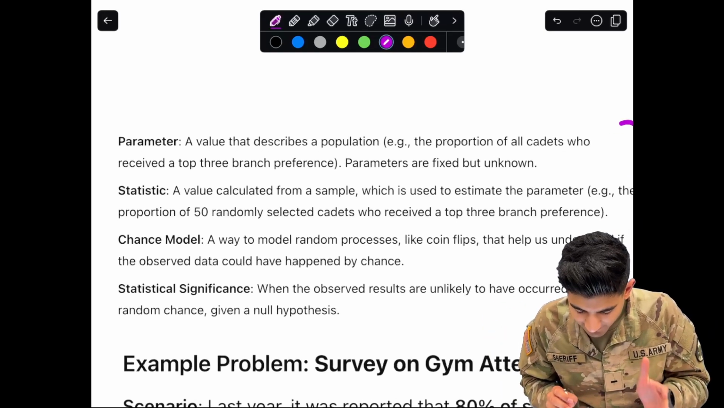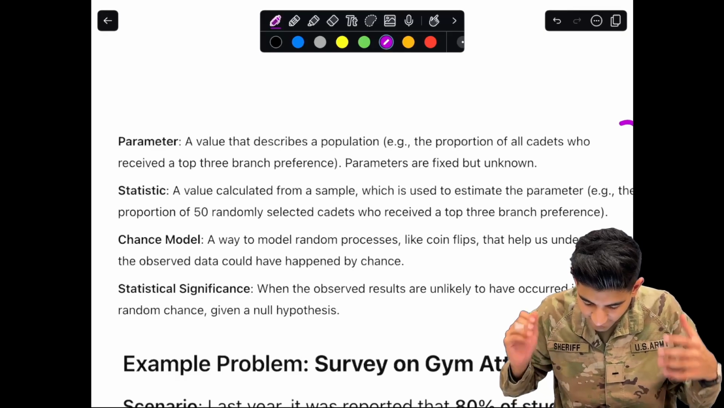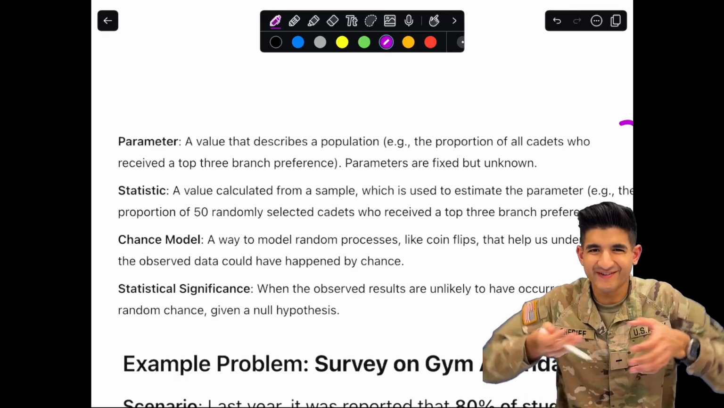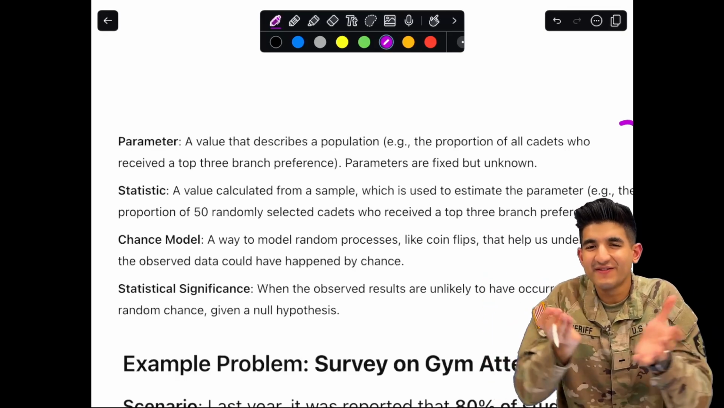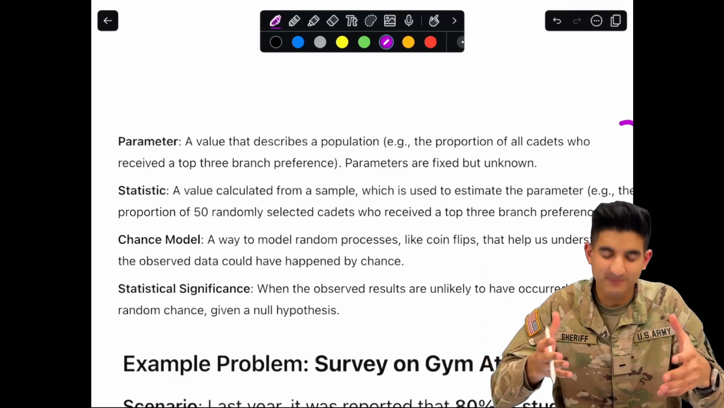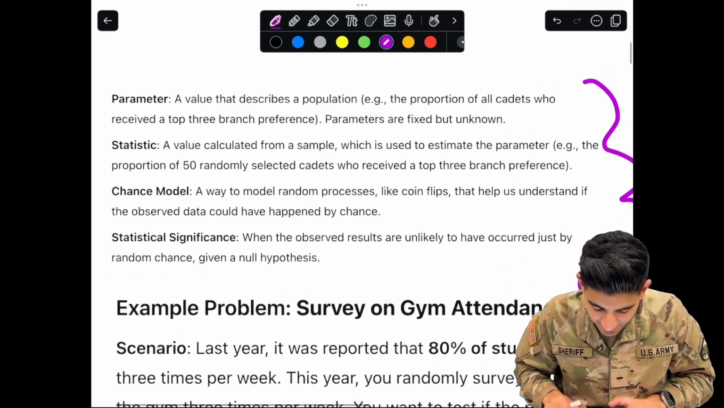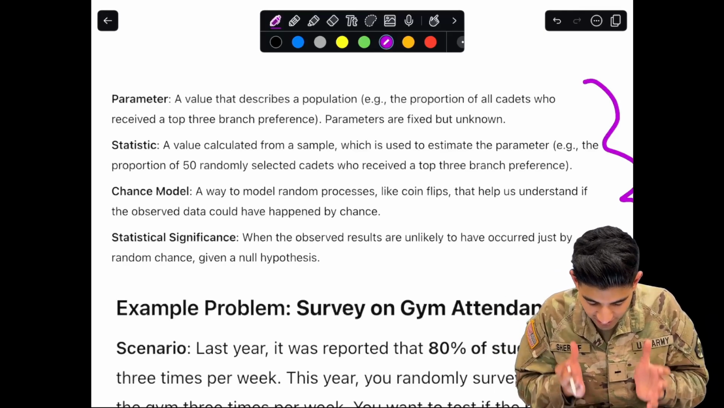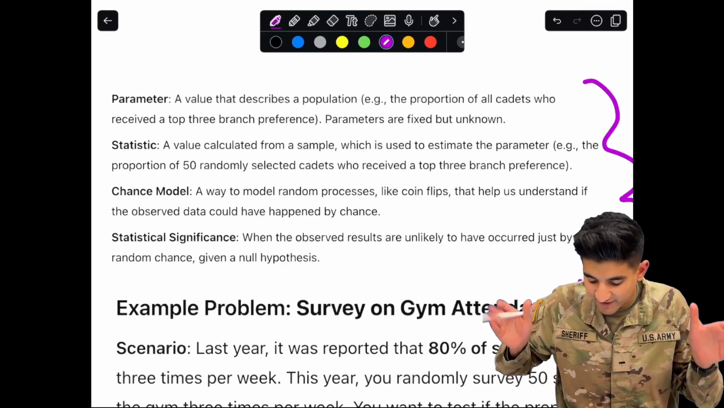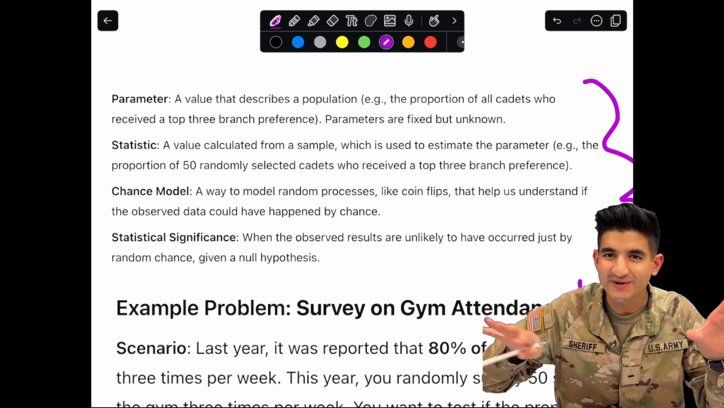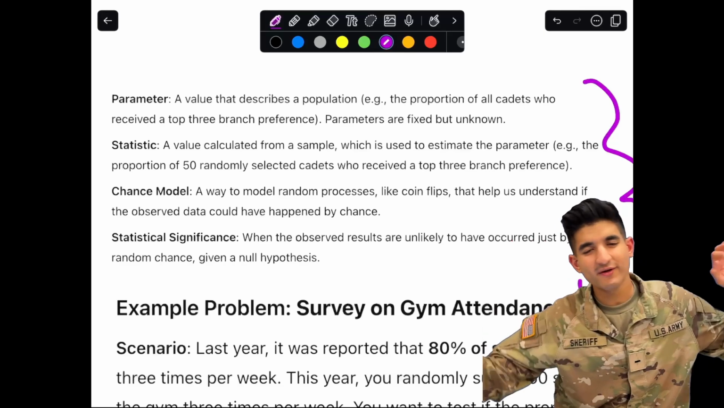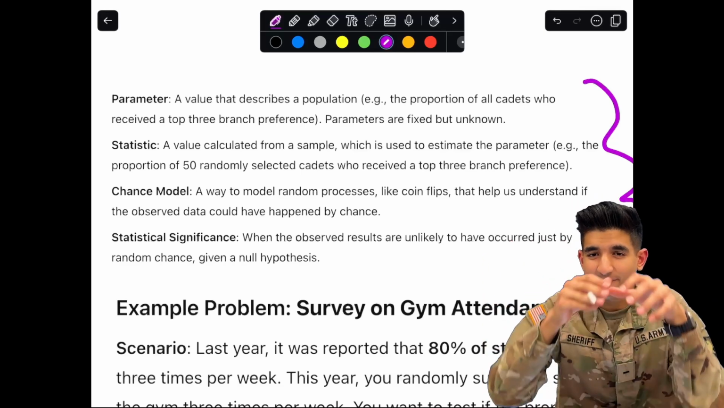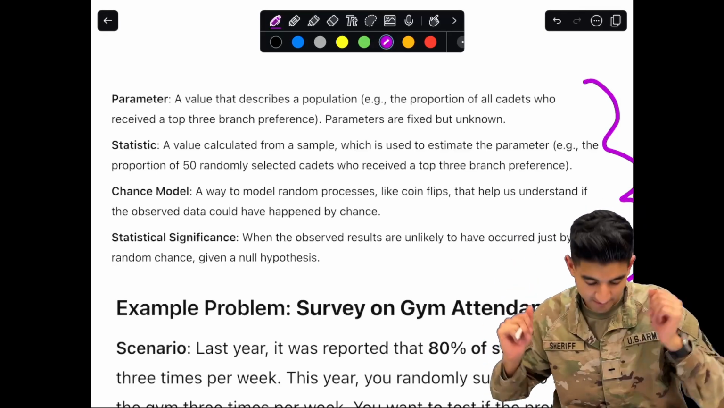A value that describes a population. Example, the proportion of cadets who received a top 3 branch preference. So that's the parameter. That's like the historical value. If you have a question, if it says historically or typically, that's probably your parameter. Now, a statistic is a value calculated from a sample which is used to estimate the parameter. Example, the proportion of 50 random selected cadets who received a top 3 branch preference. So in your question, when it asks you about a sample and gives you 20 out of 30, 30 out of 40, or whatever it gives you, that's going to be your statistic. What is the proportion on the given sample?